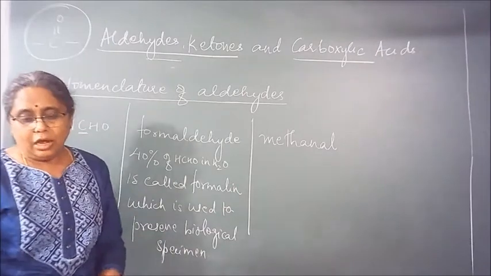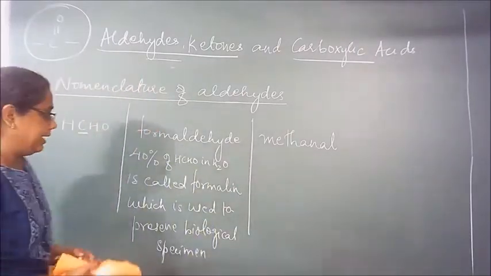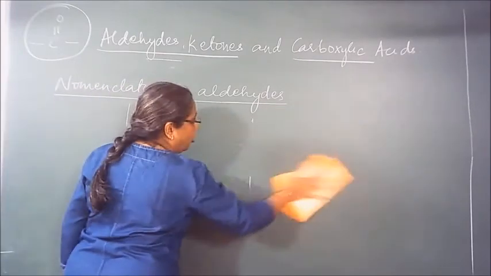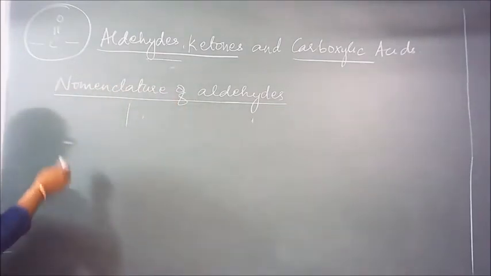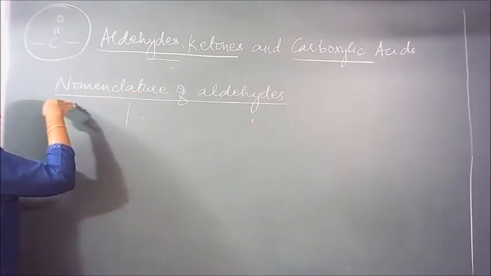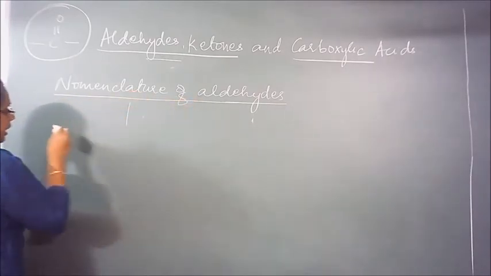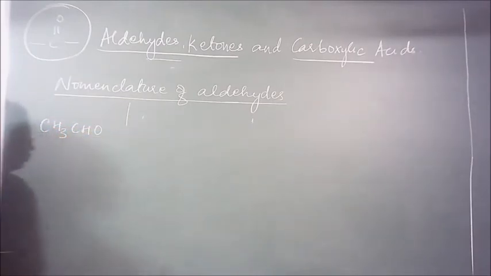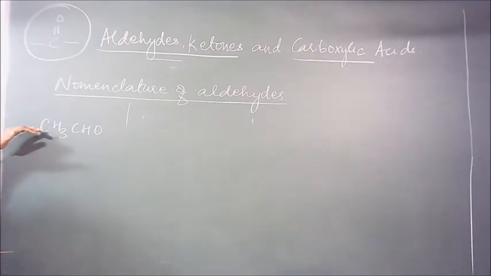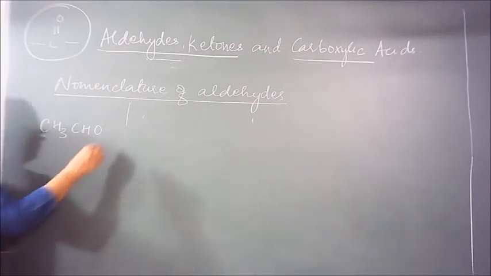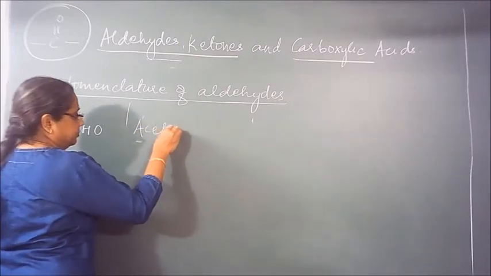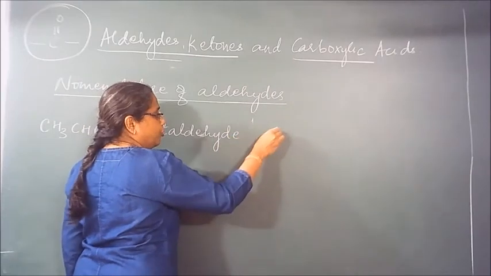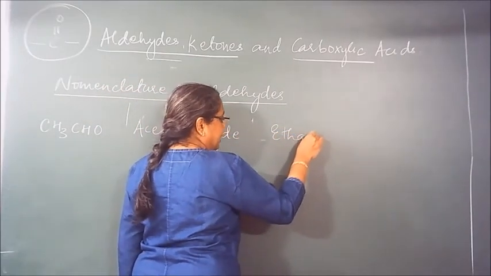Biological specimens. Now we will talk about the next aldehyde, which is again a very common aldehyde. The heading to be written over it is the formula, common name and the IUPAC name. The next one is CH3CHO. It is the aldehyde of acetic acid, so it is acetaldehyde. Its IUPAC name is ethanal.